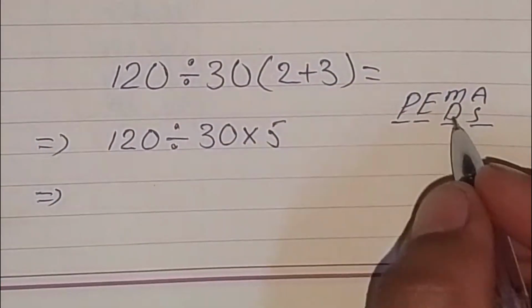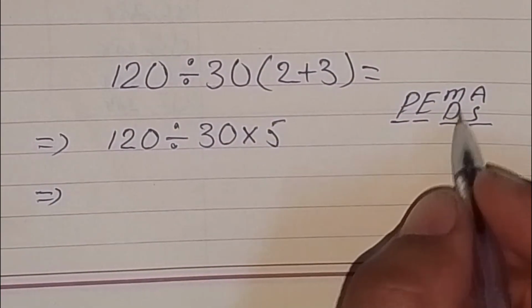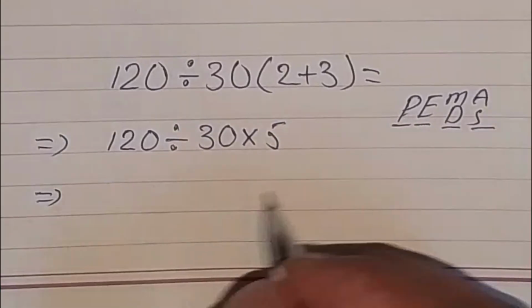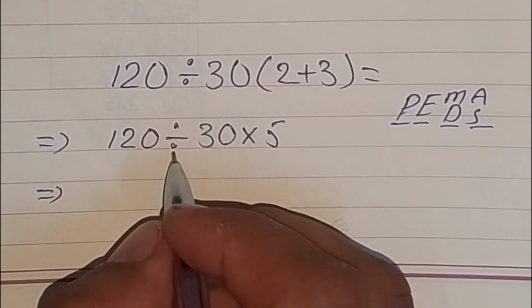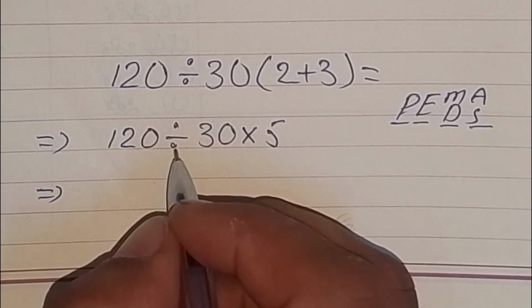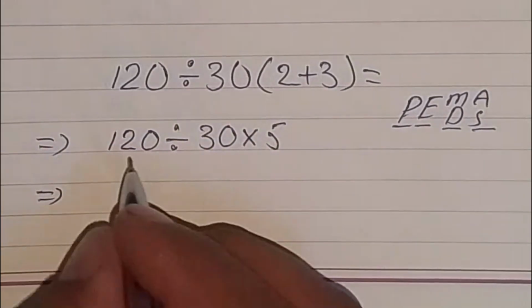According to the rule of PEMDAS, we solve multiplication and division. Now we solve it from left to right. From left we have division and then multiplication.